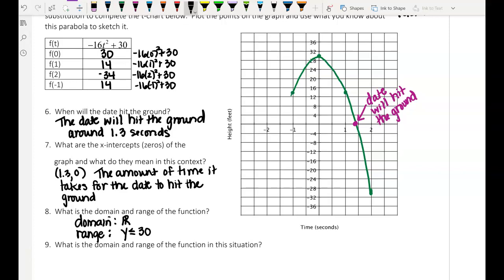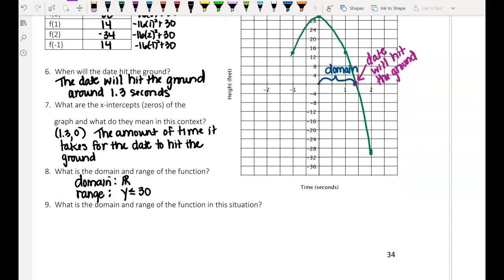In this situation, my domain is just this part here, because the date can't go below ground. So this is the domain, which just goes from that 0 to that 1.3. So my domain in this situation is 0 is less than x is less than or equal to 1.3.